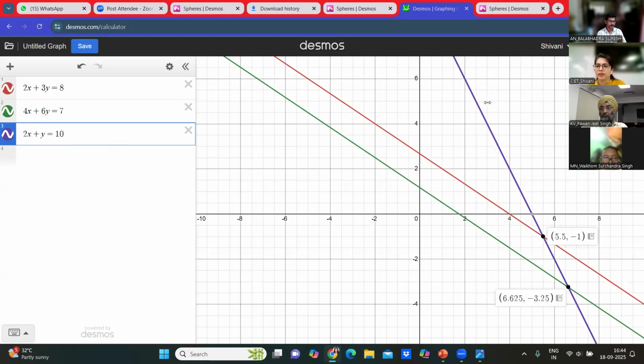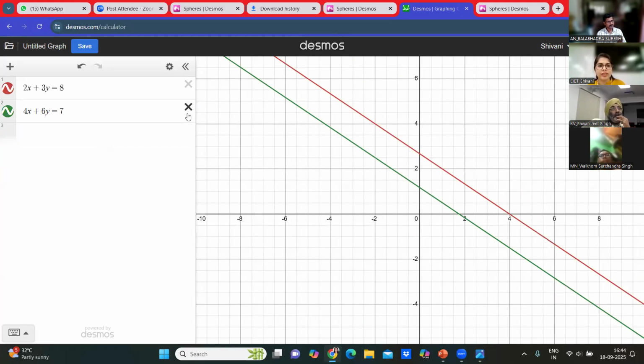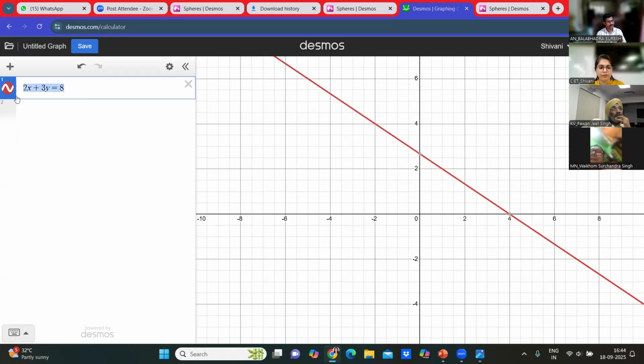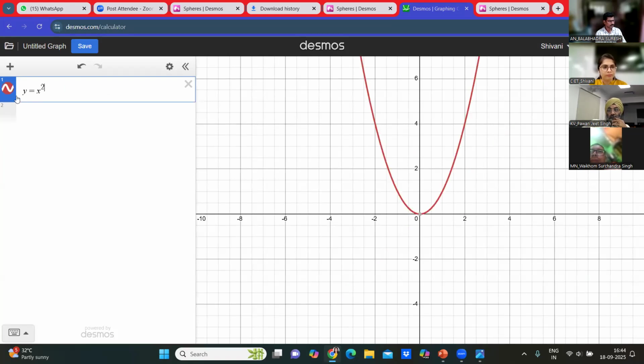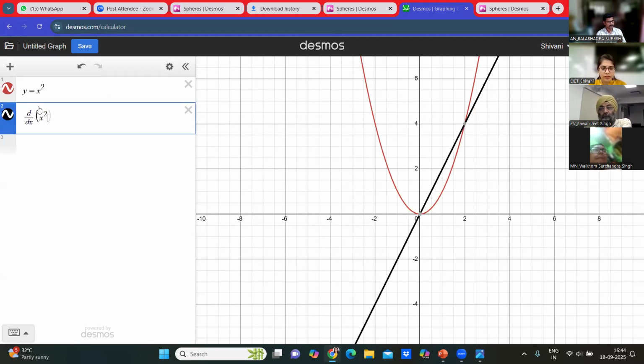Ma'am, how can we find the integration or differentiation by using this app? Yes, sir. First of all, you have to define the function. Suppose I am defining a function y equals x square, and now I have to find the derivative. Then I write dy by dx of x square. You can see the derivative of x square is 2x. So you can find the derivative also.